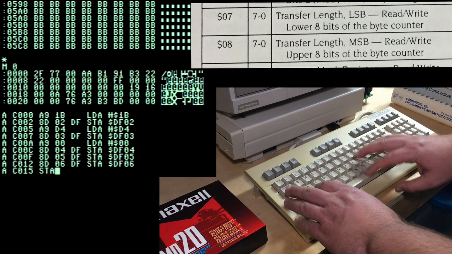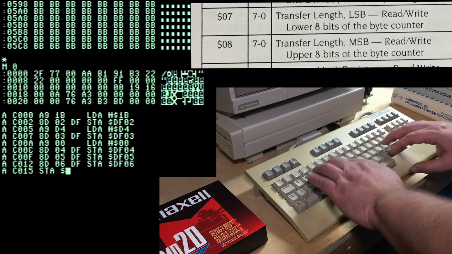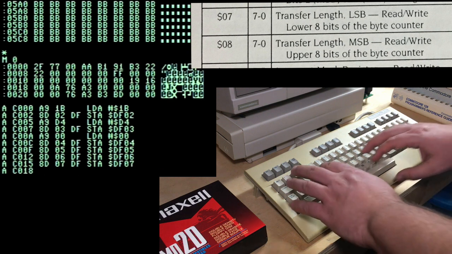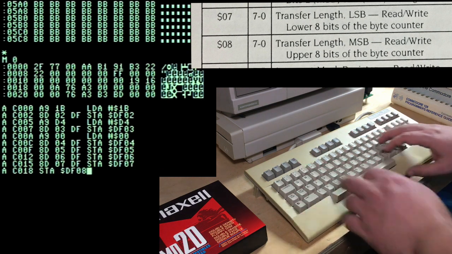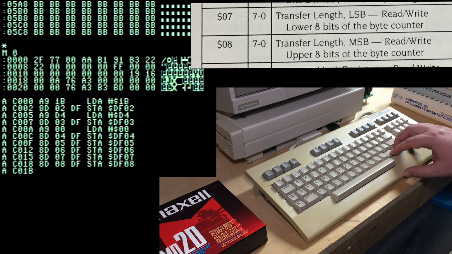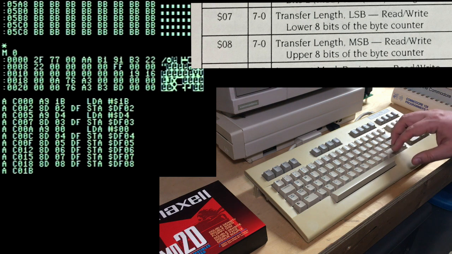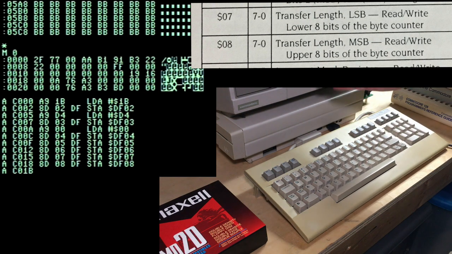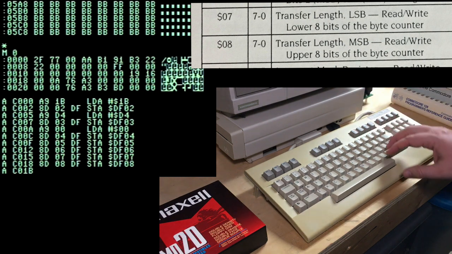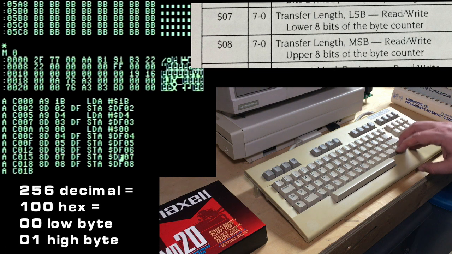The next two bytes are the length of the transfer, DF07, and we're just going to put a 0 there and in DF08. If you put a 0 in DF07 and DF08, that's actually a maximum 64K transfer, 65,536 bytes. If you wanted a smaller number, then you would store a different value in the low and high byte. For example, if you wanted 256 bytes worth, you would put a 0 in this location and a 1 in this one, and that would equal 256 bytes.